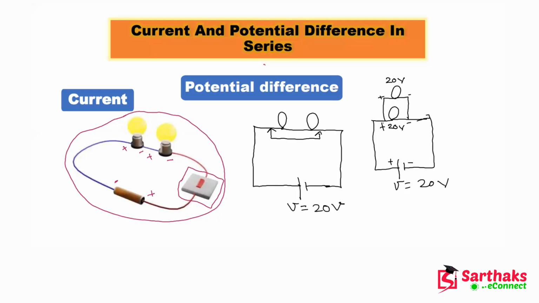Now let's talk about currents in this case. Let's suppose current I is flowing in this circuit. So in this whole circuit, current I will keep flowing. The value of current will not change. Why? Because this is a series connection. If you want to calculate the value of current, it will be I, and this I will remain the same in this circuit.